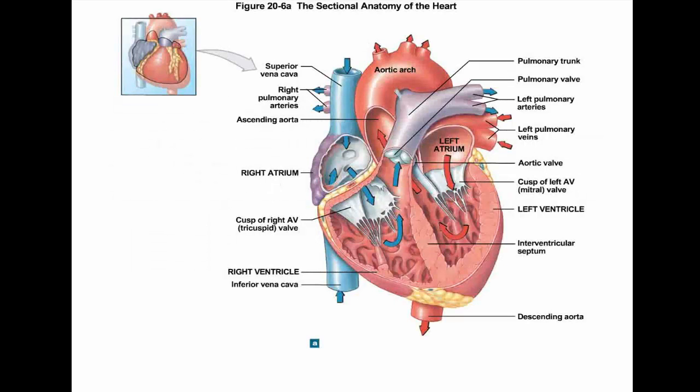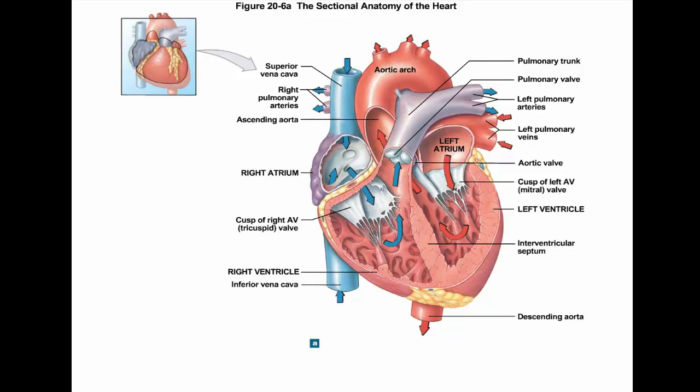Here is that diagram again. So you can see that blood enters the right atrium from the left and right inferior and superior vena cava. It goes down through the tricuspid valve into the right ventricle. When the heart contracts, that blood is then forced up through the pulmonary valve, off to the pulmonary trunk, off to the left and right pulmonary arteries, off to the lungs to be reoxygenated.